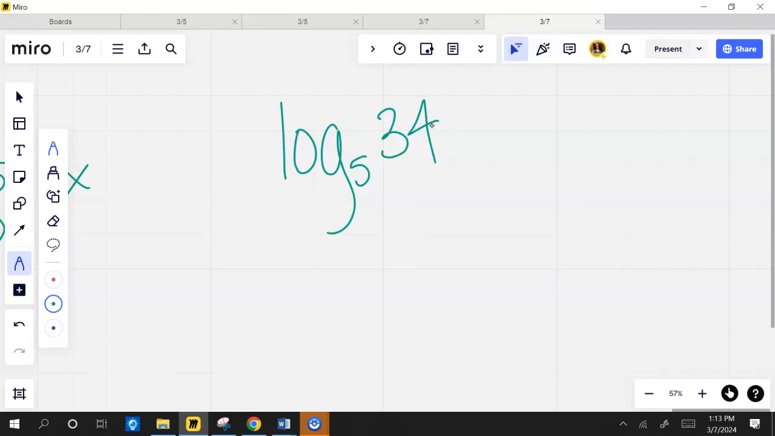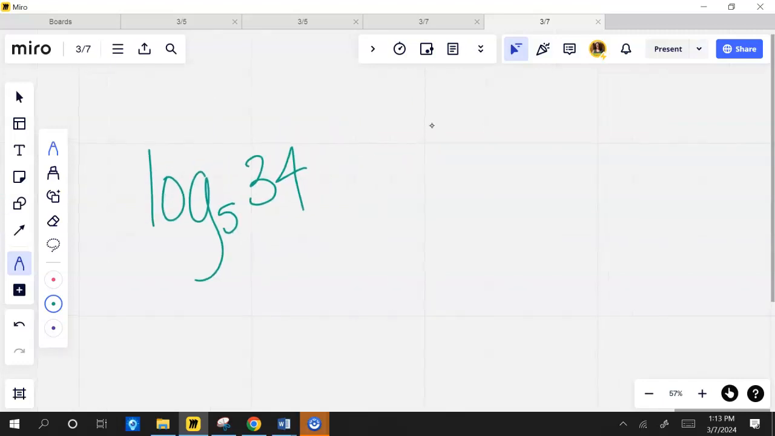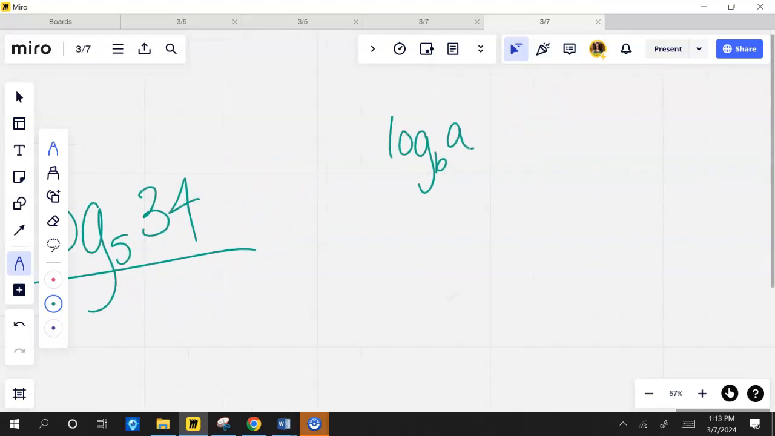So I'm going to have to convert this over. To convert this over, remember what we did. How would I put this in my calculator is what I'm asking. You do a log of the different. How can I change the base?